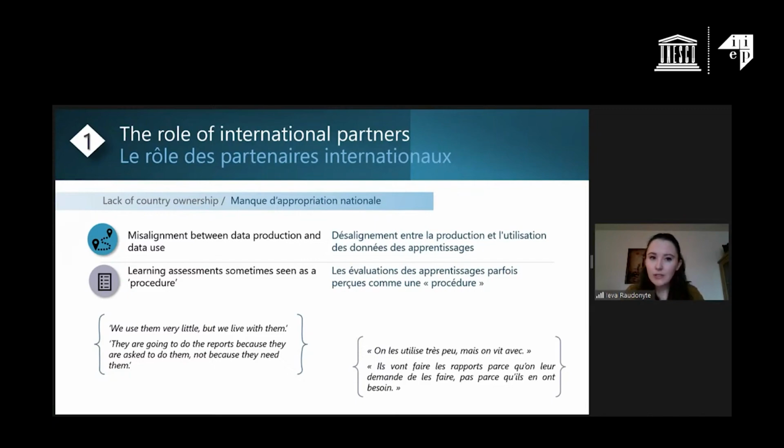There are two other important issues that I would like to address today, and these are linked to issues of sustainability and the emergence of national leadership.